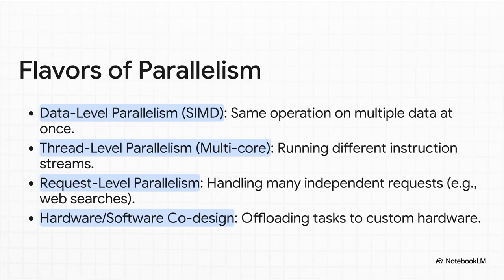We can do the same math on a bunch of different numbers all at once. We can run totally different programs on different processor cores. Or, and this is a really central concept for your course, we can use what's called hardware-software code design to build our own custom parallel hardware for very specific, slow tasks.